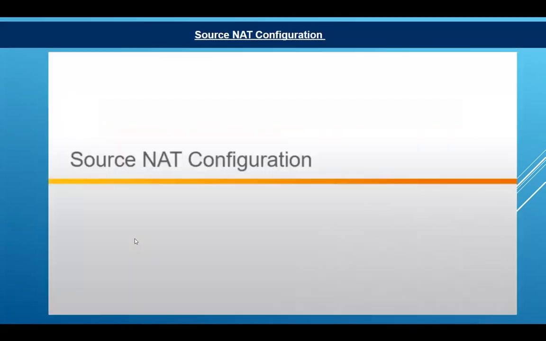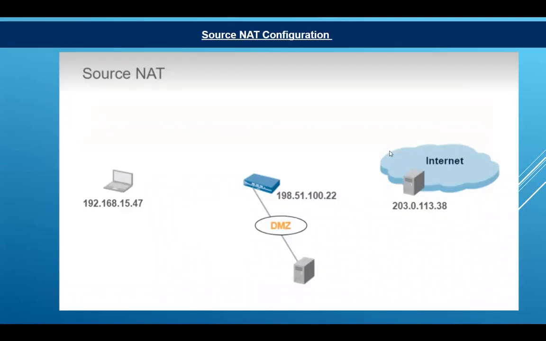Okay, source NAT. So now, guys, let's check how source NAT works. 192.168.15.47, we have this LAN IP address. And this one is the public IP address, 198.51.100.22, right? And this one is the internet IP address.